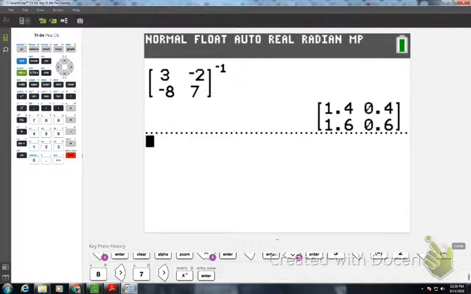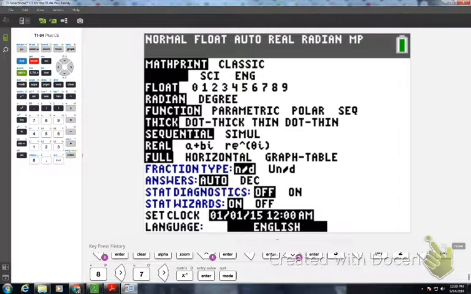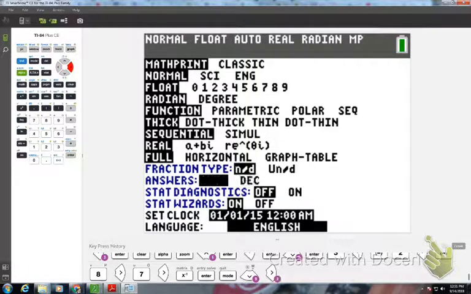If you want, on your calculator, there should be an option right here that allows you to see the answers as a fraction. If you need the answers as a fraction, you just click mode, and then for that answers row, instead of clicking auto, just click on fractions. You should have a fractions option on your screen. There's not one on this.